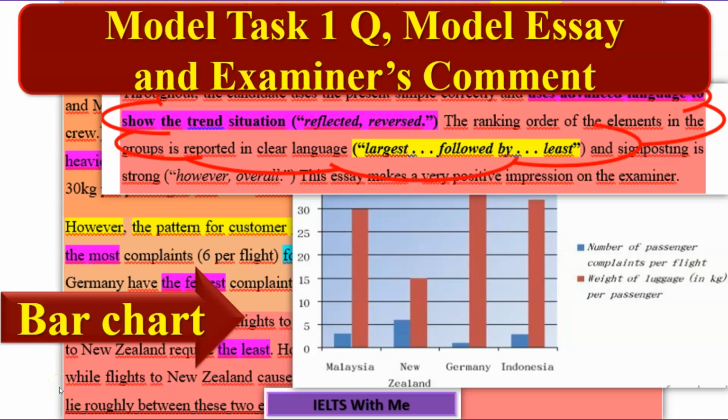Hello, it's IELTS with me tutorial, and today I'm going to show you how to write a Band 9 essay for your IELTS writing task 1 question. In this module, we'll focus on a model essay and examiner's comments as well as a step-by-step explanation. Let's get started.